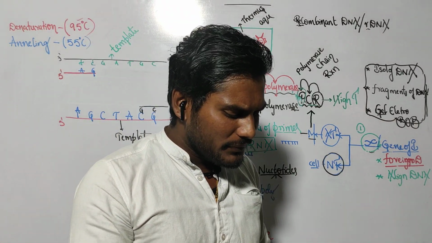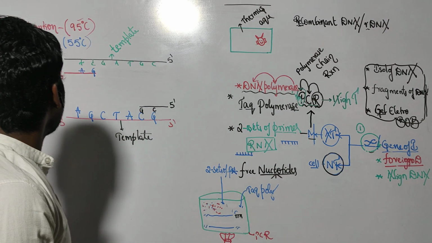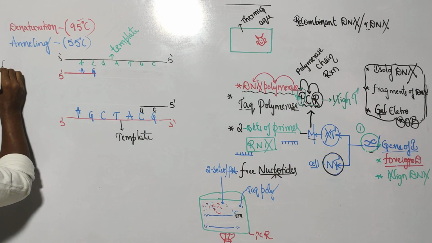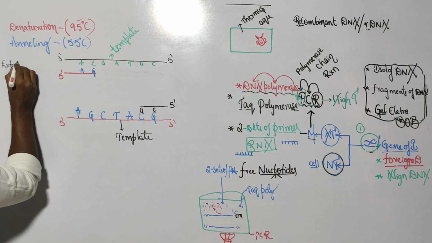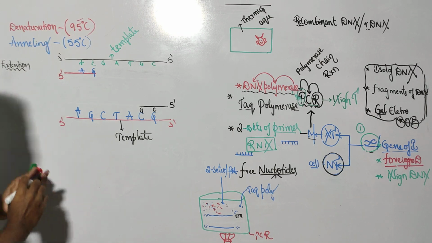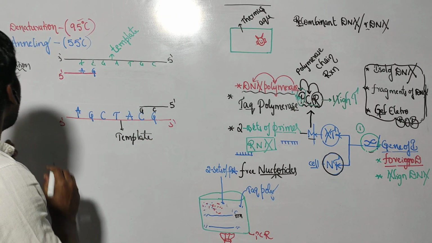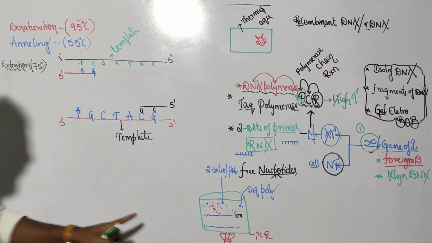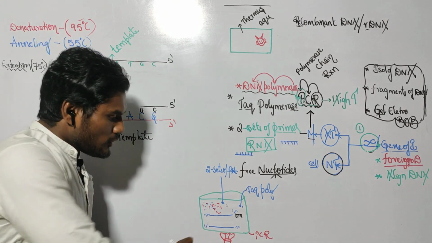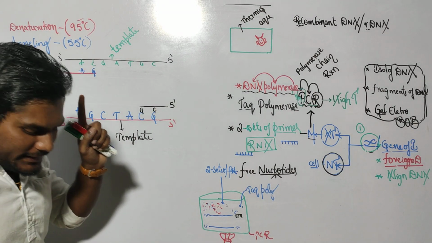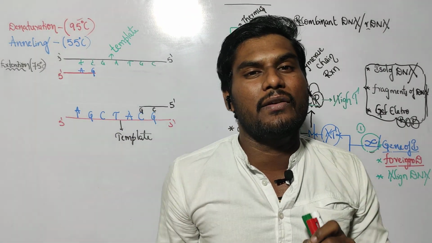After annealing, what? Nothing but extension. The third event is extension, E-X-T-E-N-S-I-O-N. To do this extension, once again I have to raise the temperature. At how many degrees Celsius does it happen? As I told, approximately 75 degrees Celsius. Actually here how many degrees now? 55. So once again I started raising the temperature and reached 75 degrees Celsius.